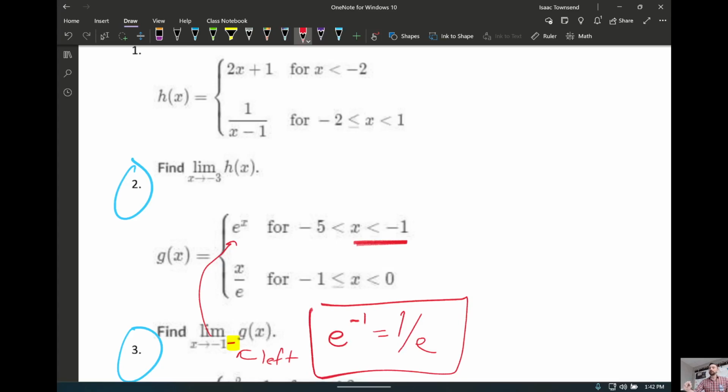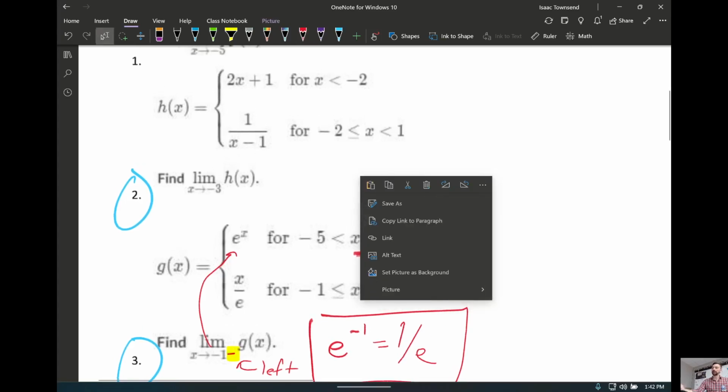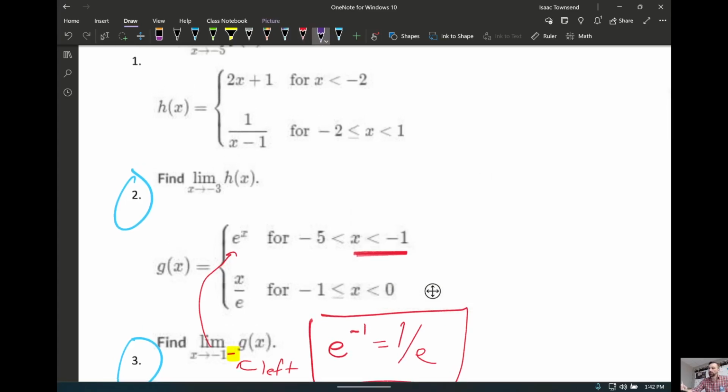Okay. Number 2 is a little trickier. Well, it's not really trickier, but it's different and not always intuitive to students. I want to know what is the limit as x approaches negative 3, both. Not just from the left or not just from the right. So, should that be plugged in to the top or the bottom?